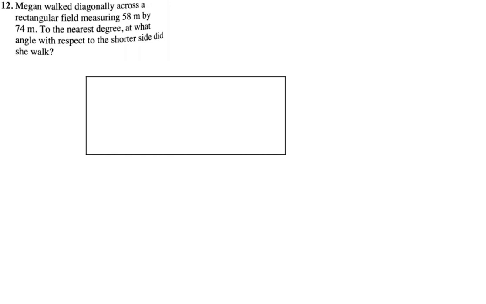So first we're gonna have a rectangular field right here, and we have to have a diagonal because she's walking diagonally across like so. Then this field is measured by 58 meters and 74 meters. And we have to find what angle, like right here, we have to find what angle with respect to the shorter side did she walk. So this is going to be the shorter side, so we have to put it in terms of this.